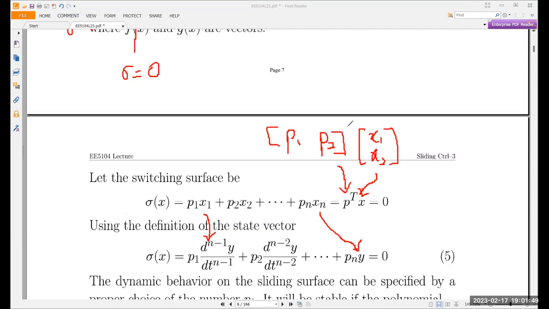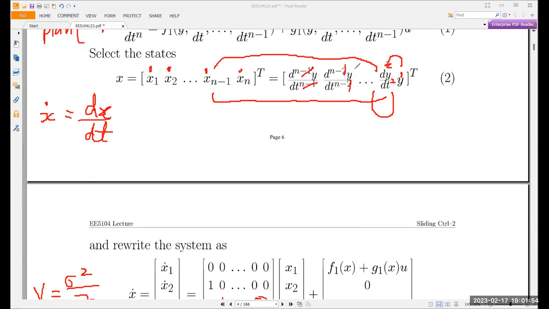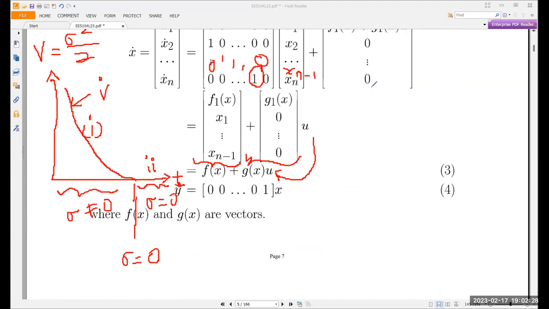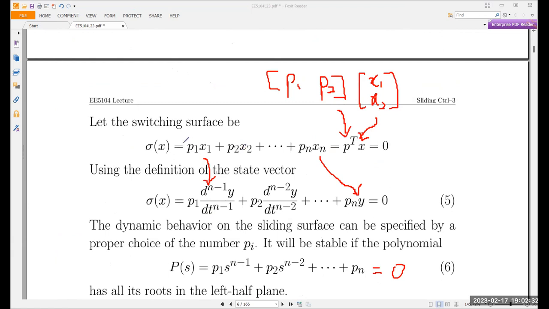What is X2? For a second order system, X2 will just be y, and X1 will just be y dot, or dy dt. If you think of a car, y will be the distance, dy dt will be speed. So X2 is distance, X1 is speed. And so sigma, if you choose P1 is 1, P2 is 1, is just distance plus speed. Imagine we have a car, you control the distance and the speed of the car. That sounds natural enough.